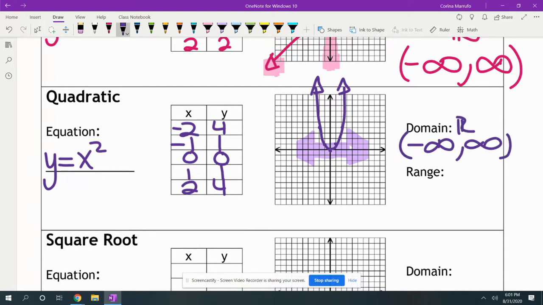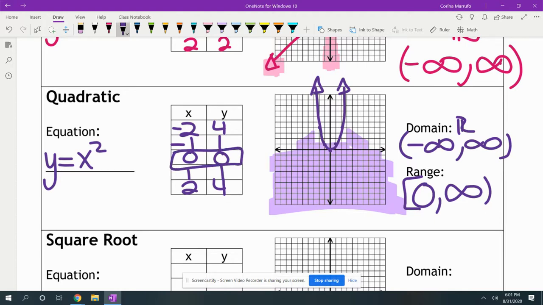Now the range is a little bit different because if you notice, your graph is nowhere down here. Nowhere, nowhere, nowhere. We don't see it until we get to this point right here, which is 0, and then it goes up forever and ever. So for our range, it is going to go from 0 all the way up to +infinity. It does include 0, so we are going to use a bracket at 0.